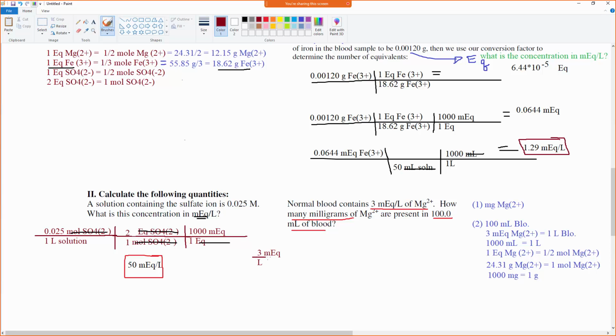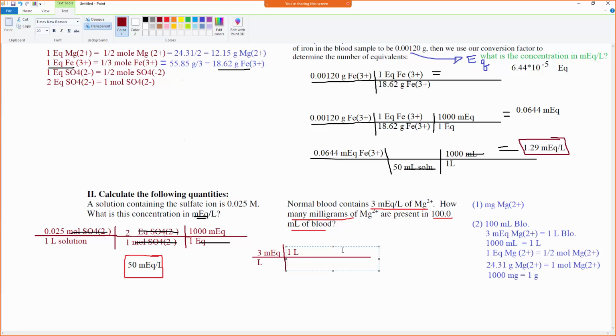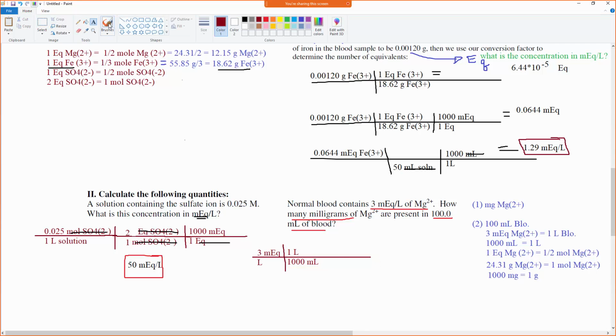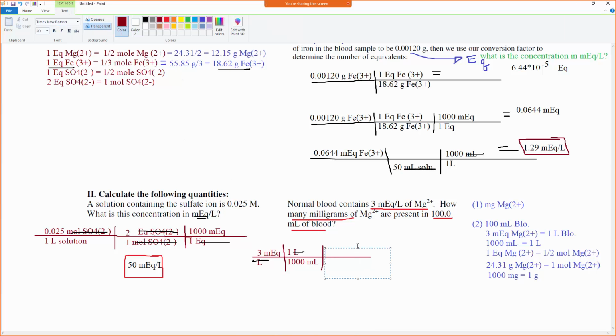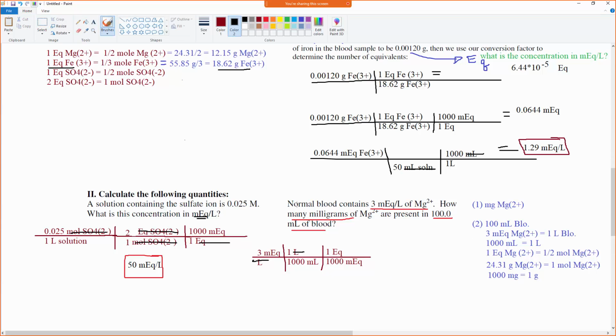All right, what am I going to do next? Milliliters to liters. Okay, so 1 liter, that's going to go on the top, so those will cancel. It's the same thing as 1,000 milliliters. Good, my liters cancel. All right, next, what shall I do? Oh, I didn't write this over here, but yeah, I'm going to need this. 1 equivalent has 1,000 milliequivalents. All right, so this is going to cancel my milliequivalents.